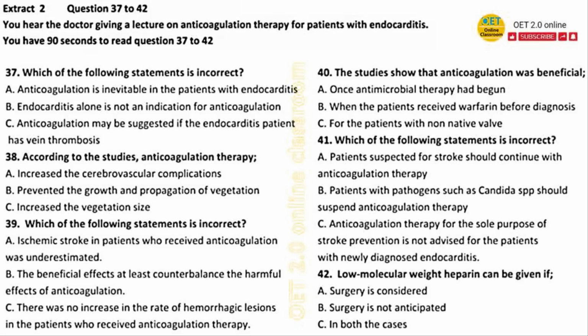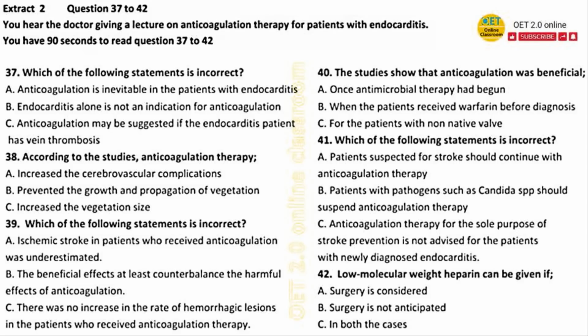Moreover, the recent studies have shown that patients on anticoagulation tend to have fewer cerebrovascular complications and smaller vegetations. The studies reveal that not only are the cerebrovascular complications less common in patients who were already on anticoagulation when endocarditis was diagnosed, but also there was no increase in the rate of hemorrhagic lesions. These were all non-randomized studies, and most of the patients had native valve endocarditis diagnosed at an early stage.